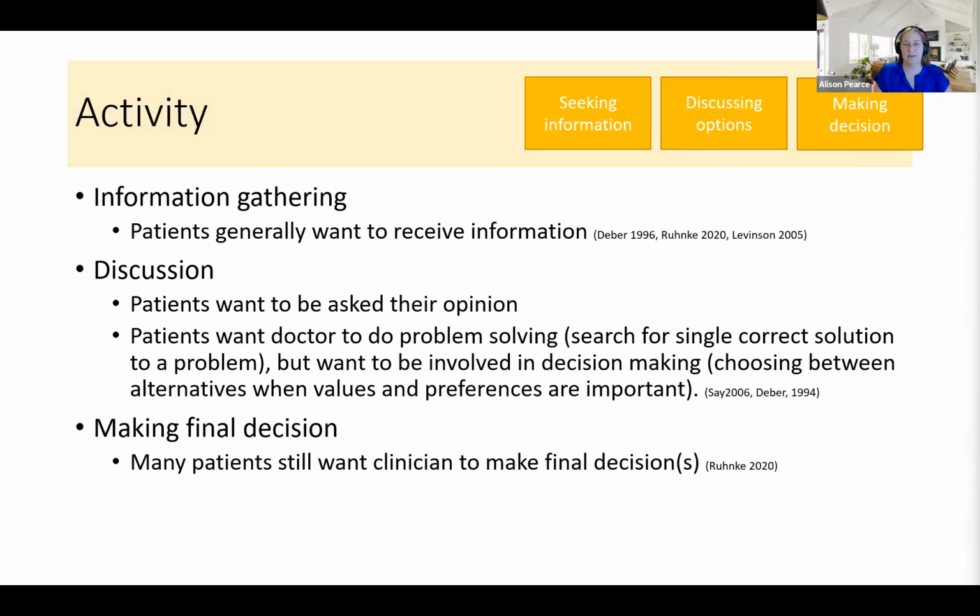And finally, there's the idea that medical decision making isn't just a single decision that gets made in an instant. It's made up of a number of different activities. So I've characterized it here as seeking information, discussing options and making decisions. Semra had 4 steps. People like Deepa have 2 steps of problem solving and choosing. I think whichever way you break it up, the literature generally seems to suggest that patients want to receive information. They like to be asked their opinion and be involved in the discussion. But often that making of a final decision is something that they would prefer to delegate to their physicians.